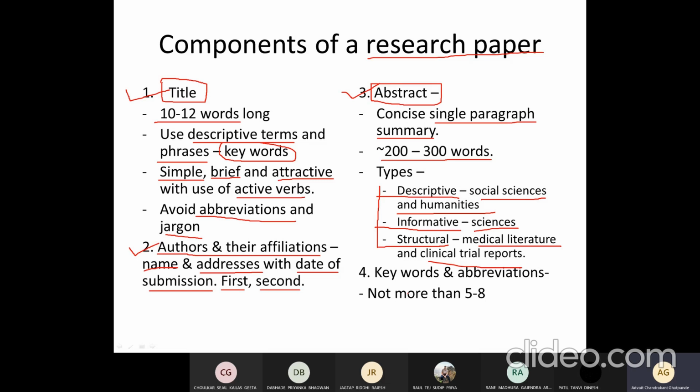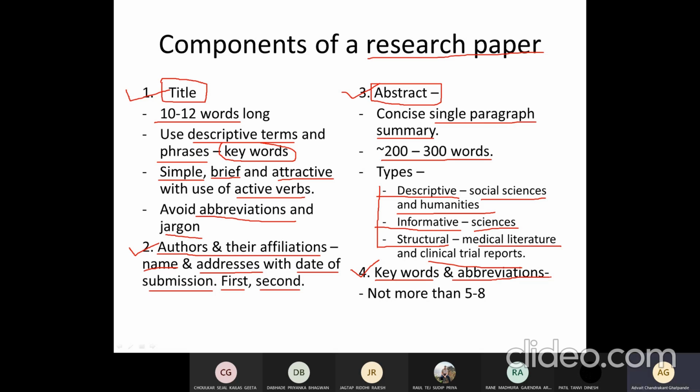written very well, because abstract is the part which is getting read more often or by most of the users. Then the fourth important component of a research paper is keywords and abbreviations. Okay, after abstract one should have to give keywords, and whatever the abbreviations used in the paper, in the research article, should be given here clearly.